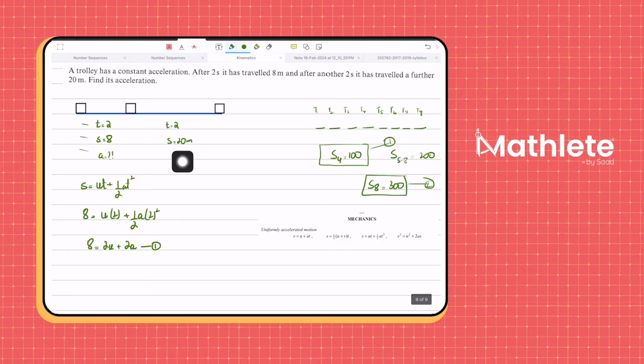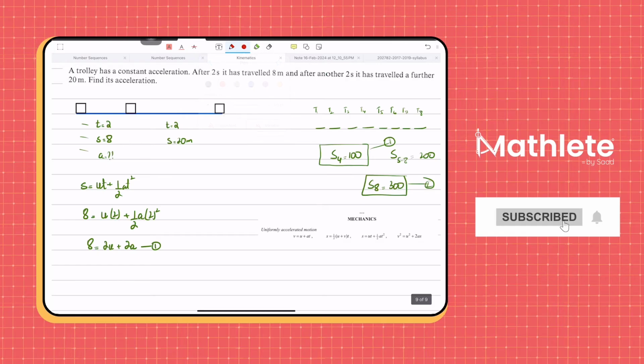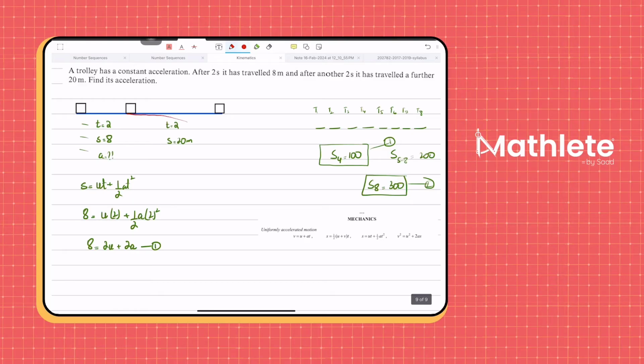Are we going to use 2 and 20? Yes or no? No, sir. What are we going to do then? We will take the sum of both. Yes, we will combine the information now. Because it's not after 2 seconds, it's after another 2 seconds, and throughout, what's constant? The acceleration is constant. So now time is equal to 4 seconds. The displacement is equal to 28 meters.